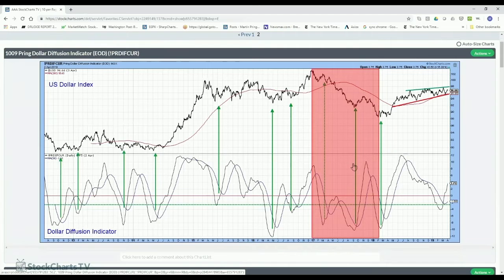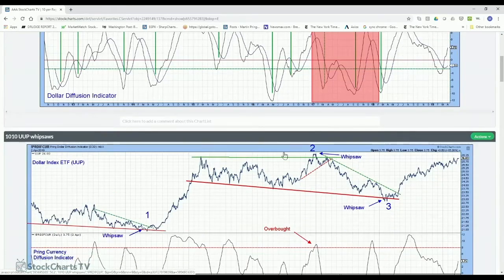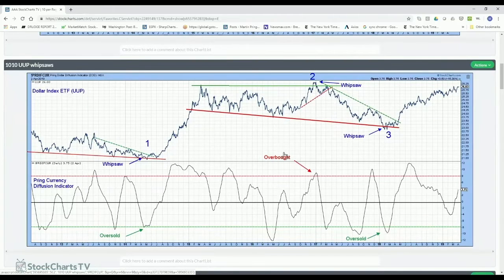So bear that in mind. Now, another way in which you can use the dollar diffusion index on certain technical events is over here, where we've got, once again, the dollar index. Actually, it's the bullish dollar ETF, the UUP, and a currency diffusion indicator, the same one we were looking at before. And one of the things I was mentioning before was when you get a whipsaw, you often get an above average move in the opposite direction of the whipsaw.